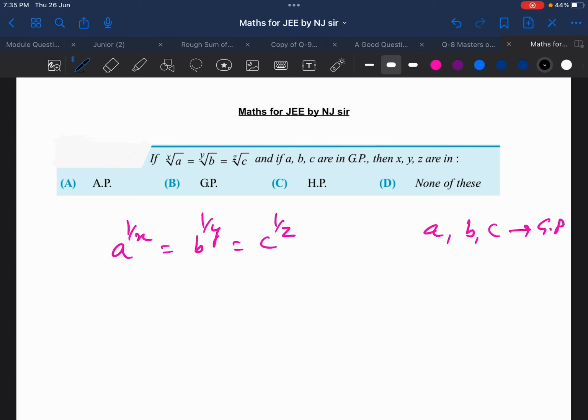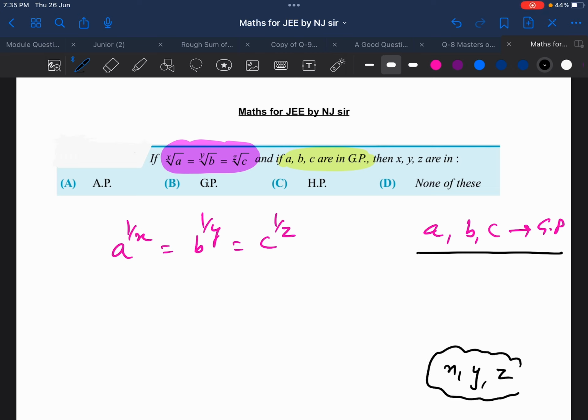I noticed that A, B, C are given to us in GP, and it is given that a raised to power 1 by x equal to b raised to power 1 by y equal to c raised to power 1 by z, and we are asked about x, y and z. We have to see whether x, y, z are in AP or GP or HP. AP means arithmetic progression, GP geometric progression, HP harmonic progression, and last option is given to us none of these.